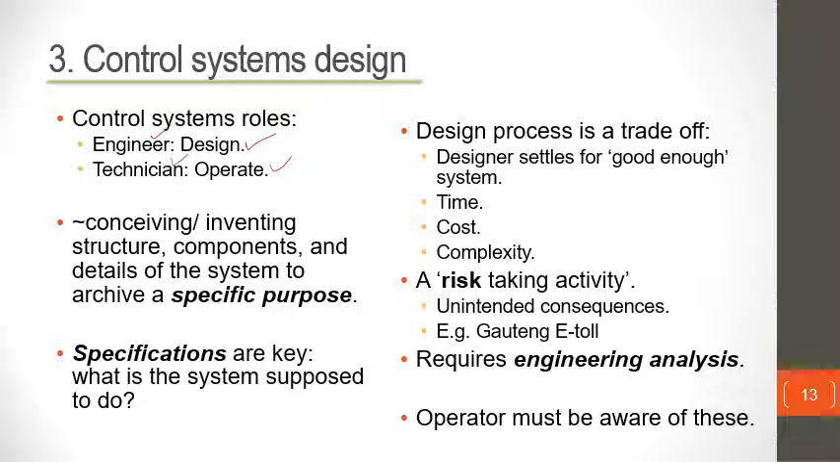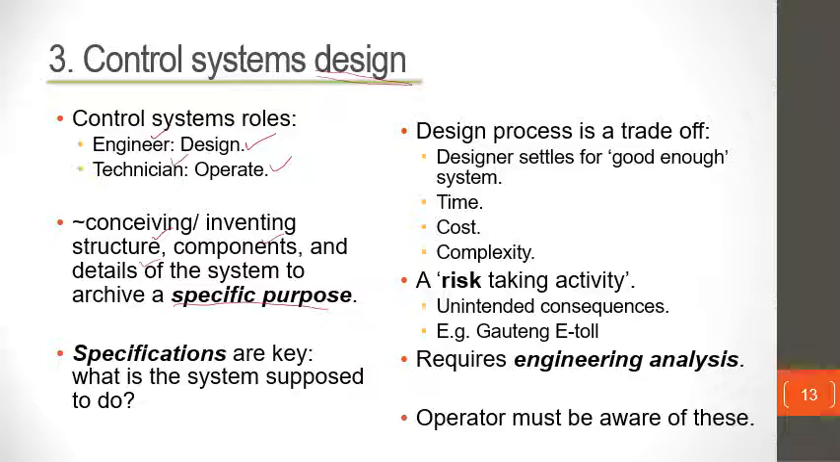Before we talk about the design of a control system, let's talk in general about what design means. What does it mean to say you're designing something? The process of design is to conceive, or invent, the structure, components, and details of a system to achieve a specific purpose. So basically, it's to conceive a system, and the design has to achieve a specific purpose.